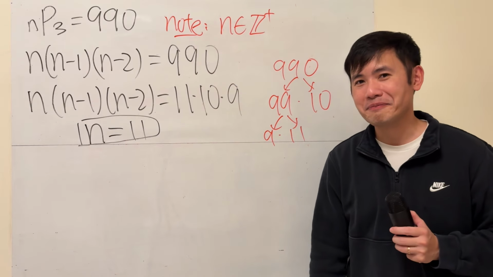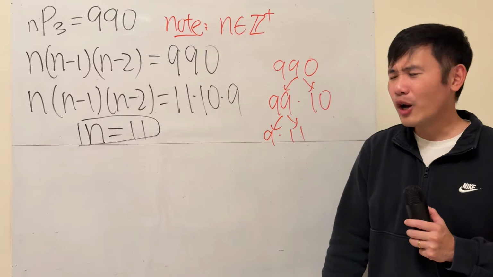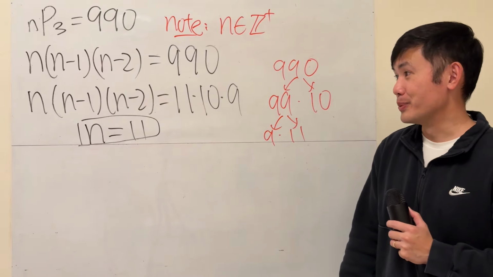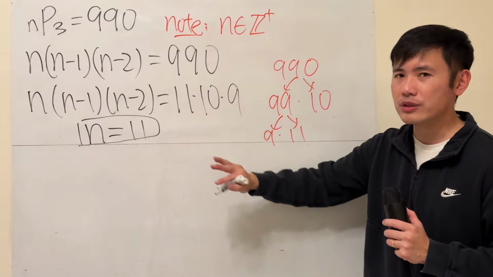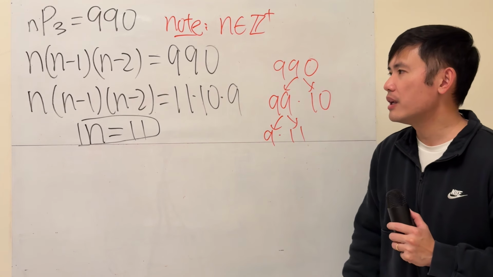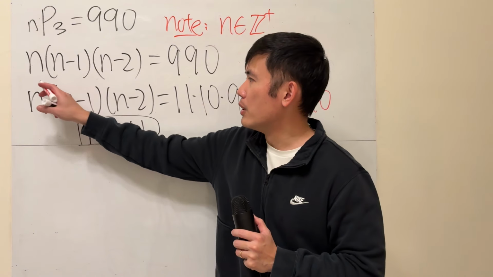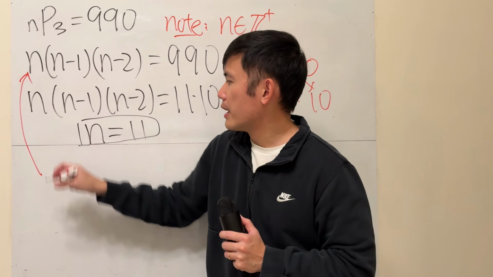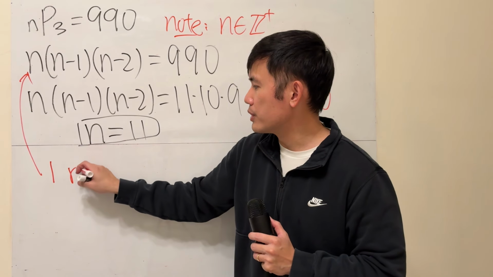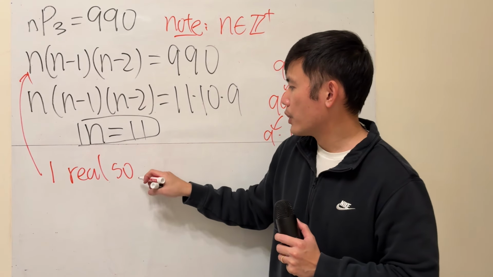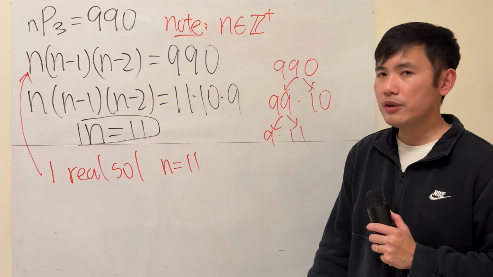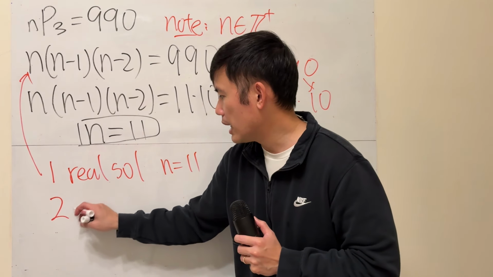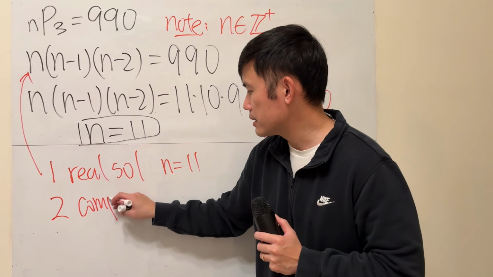Just like that. I hope this is an acceptable solution. If not, this is definitely not the way to solve any cubic equation. I will have to tell you that though, this equation here has one real solution, which is n equals 11, and that's exactly what we're looking for. And we do have 2 other complex solutions.